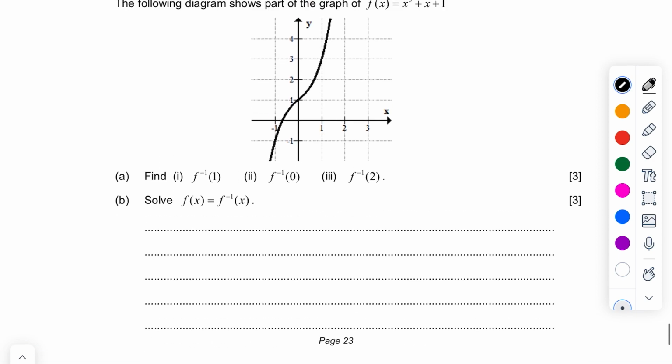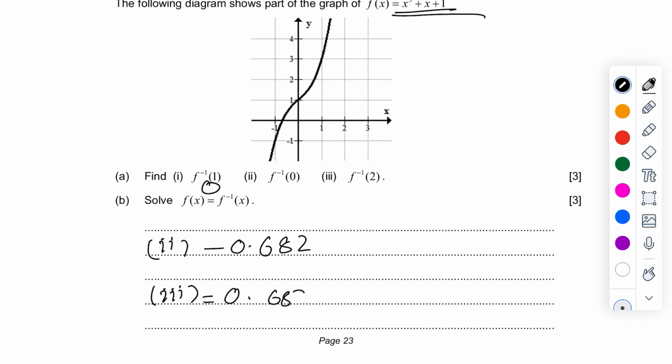Question number 39. f inverse of 1. When do I get 1 out? When do I get 1 in the table? 0. When do I get 0? I'll be getting it at, use the graphing calculator because it is not the exact value. So for part 2, use the graphing calculator, negative 0.682. f inverse of 2 for part 3, also use the graphing calculator, positive 0.682.